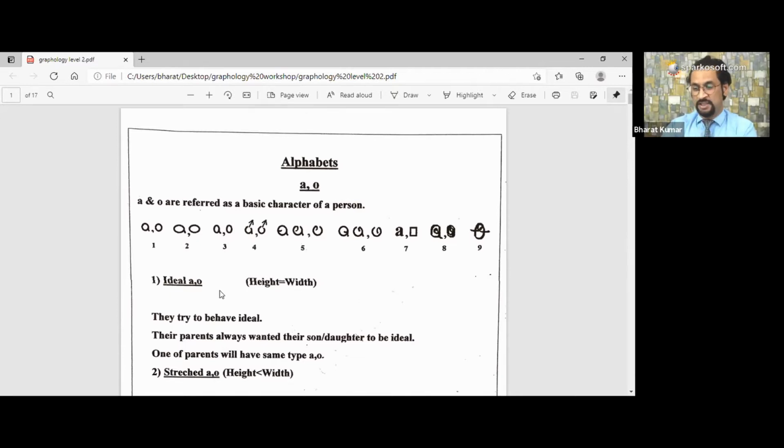So first, check number 1. This A is having a complete O inside the A. Then the second A is a compressed O type of A. And the third one is a vertical egg type of A.